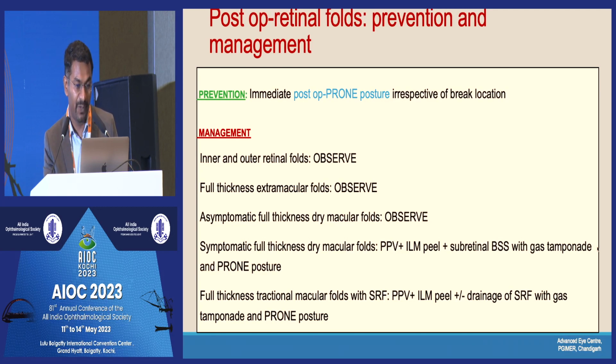If the patient is symptomatic with a full thickness dry macular fold, then PPV, ILM peel, and subretinal BSS with gas tamponade, followed by prone position, is going to help us. In the last condition, where there is a full thickness tractional macular fold with subretinal fluid, again we have to repeat the procedure to relieve these folds.